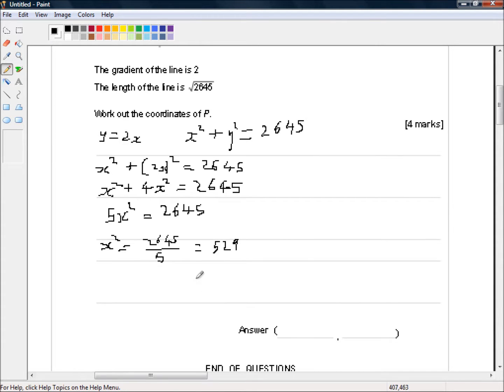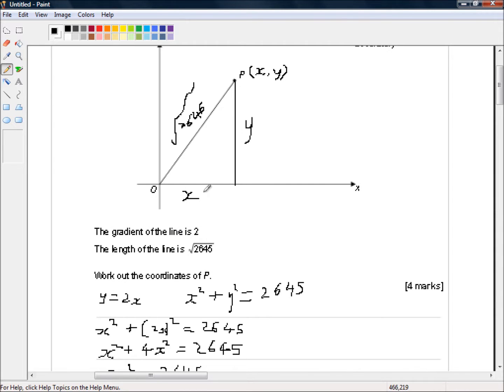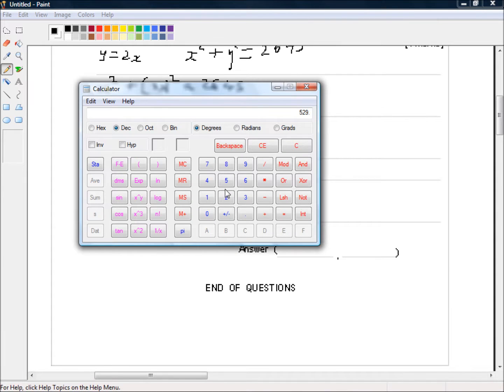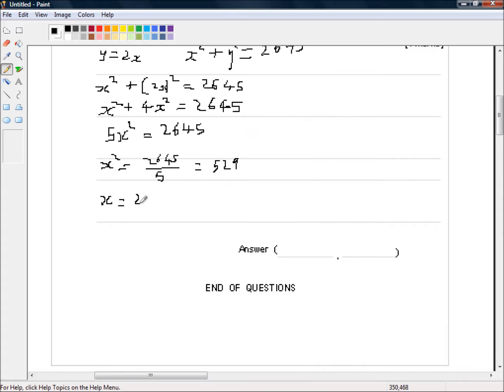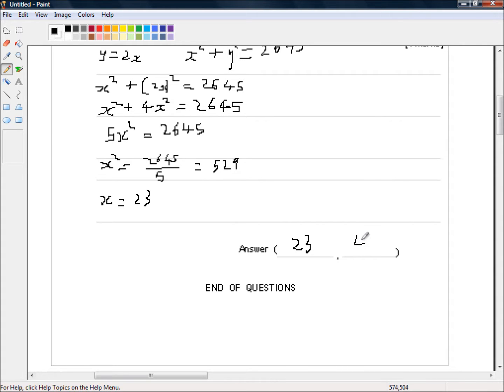So that means x is equal to, well, we could technically say plus or minus the square root of 529, but it's obvious from this graph that we're looking for a positive value of x, so we're only looking for the principal root. We just take the square root of 529 on our calculator and we get 23. So x is equal to 23. And since y is 2x, that means y has to be 46.